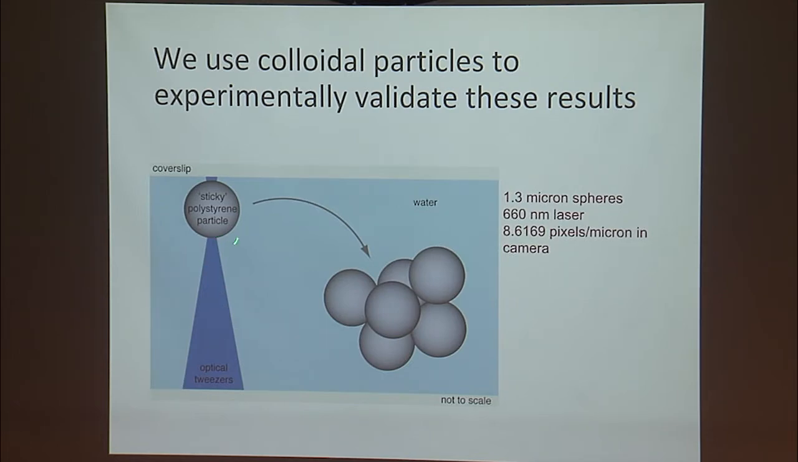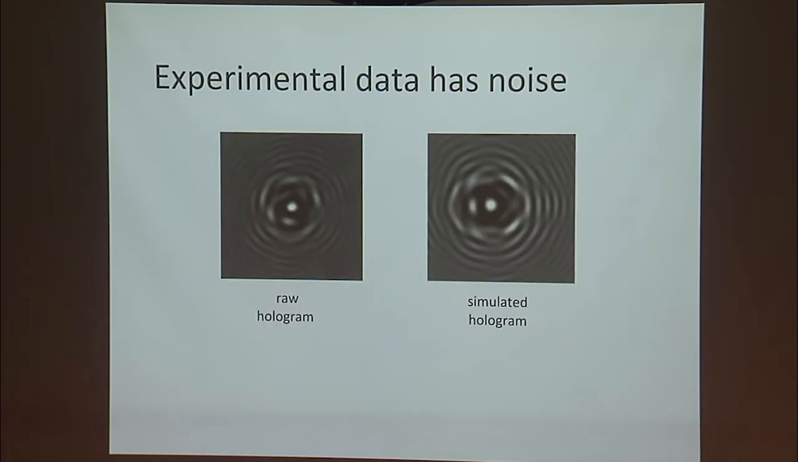So what Ellen does is to take a bunch of particles and put them in an optical trap. She lets them go, and they form a cluster. The particles are about a micron in size. There's 660 nanometer light, and there's some number of pixels per micron in the camera. So she then takes the experimental images, and she puts them into the neural network.